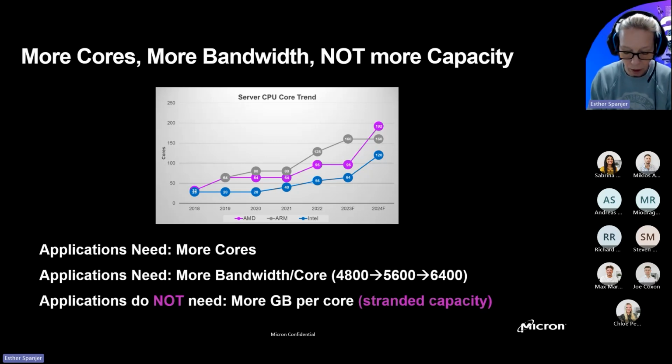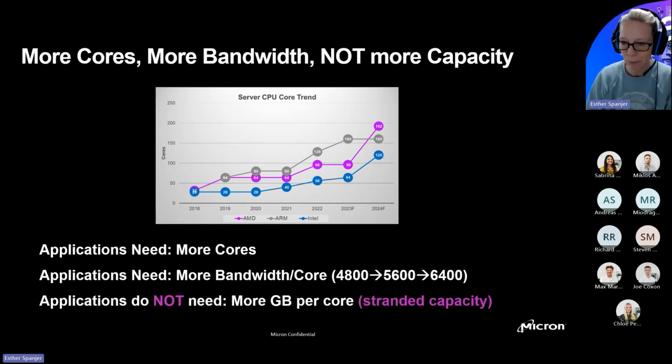So when you're looking at the standard capacity points of DDR5, 16, 32, 64, 128 gigabyte, these are all binary capacity points. And the challenge is that when you need to put all of that capacity behind your cores because you really needed the bandwidth, you may end up buying a lot of capacity that is not needed. And this is what we call stranded capacity.